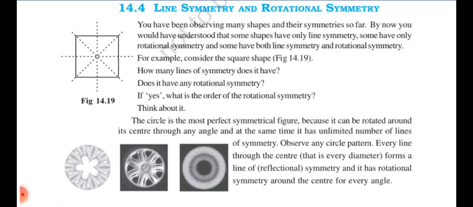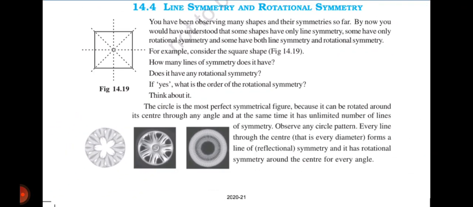Line symmetry and rotational symmetry. You have been observing many shapes and their symmetry so far. By now, you would have understood that some shapes have only line symmetry, some have only rotational symmetry, and some have both line symmetry and rotational symmetry. For example, consider a square shape. How many lines of symmetry does it have? Does it have any rotational symmetry? If yes, what is the order of rotational symmetry?